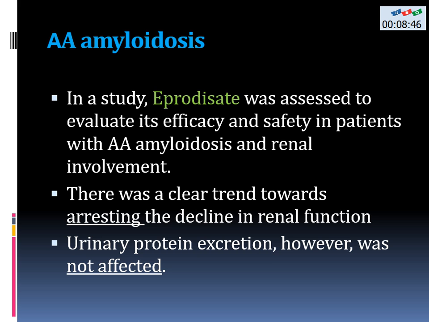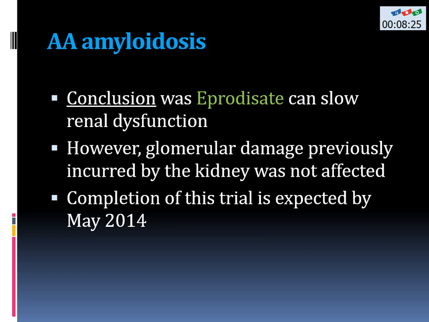In a study, eprodisate was assessed to evaluate the efficacy and safety in patients with AA amyloidosis. It was clear that it could arrest the decline in renal function. Nevertheless, it had no effect on protein excretion. So it happened to work on a cellular level rather than on a clinical level to prevent the proteinuria in these patients. The conclusion was that eprodisate can slow renal dysfunction.